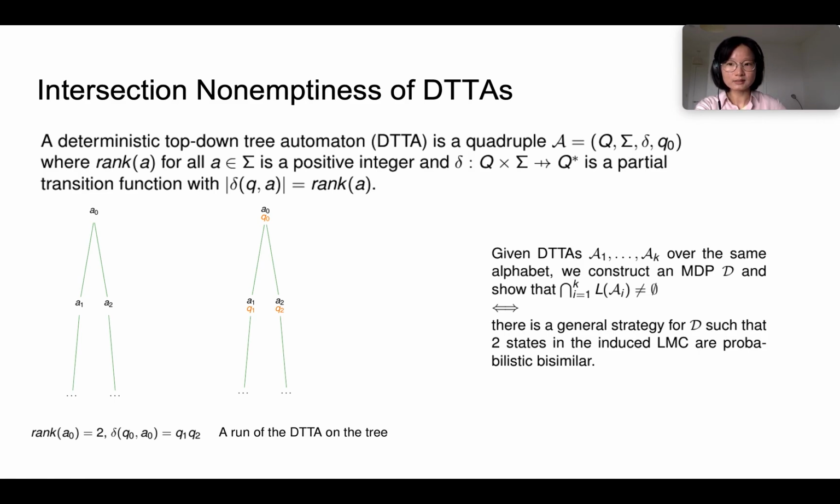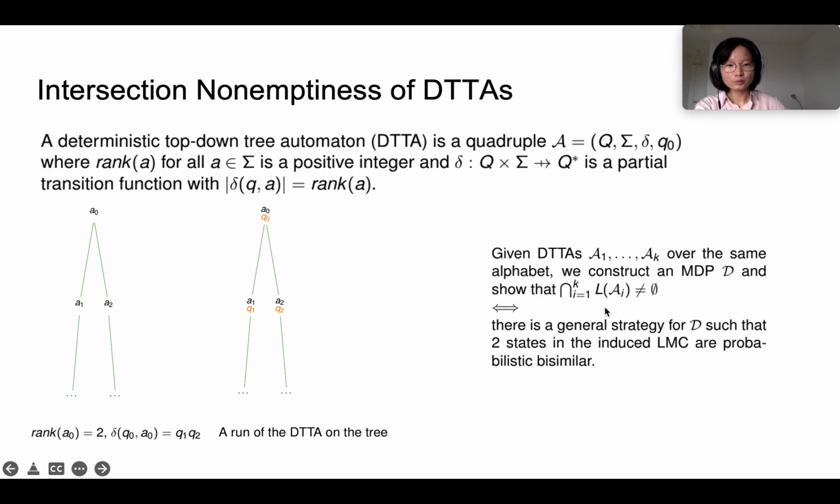What is special about this DTTA is that each letter has a rank, and it is used in the transition function. The transition function is a partial function that maps a state and a letter to a sequence of states. And the length of that sequence is determined by the rank of the letter. So for example, if the rank of A0 is 2, then the transition function maps Q0 and A0 to a sequence of 2 states.